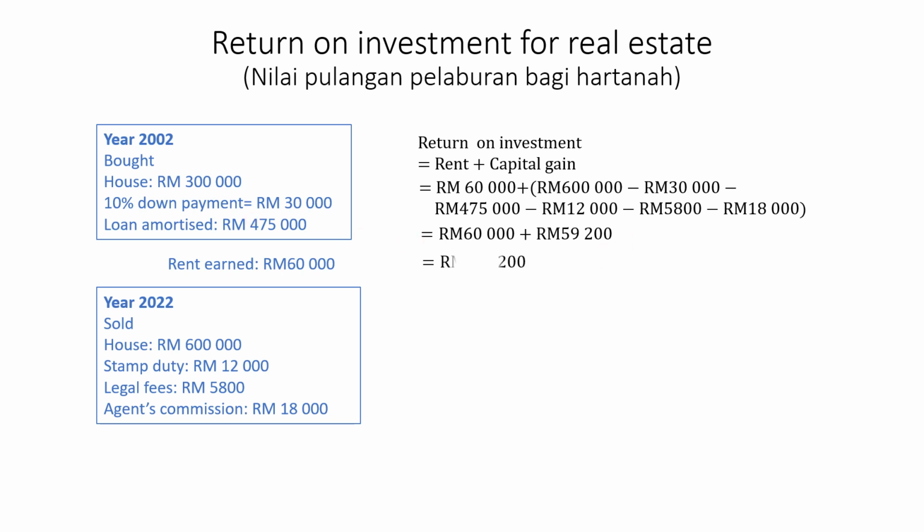And the return on investment is equal to 119,200 ringgit, and we need to calculate it as a percentage. This equals the return on investment amount over the original price of the house, 300,000, times 100%, and it is 39.73%. So after 20 years, I can earn a return of 39.73%.